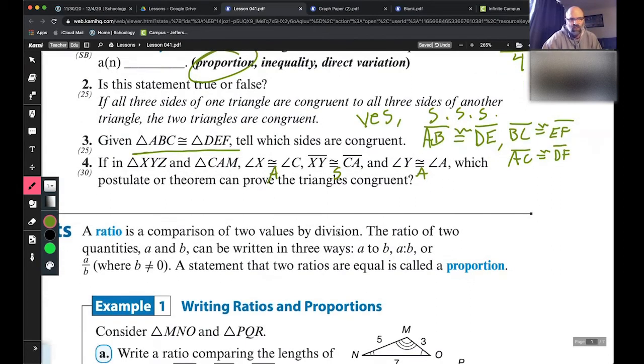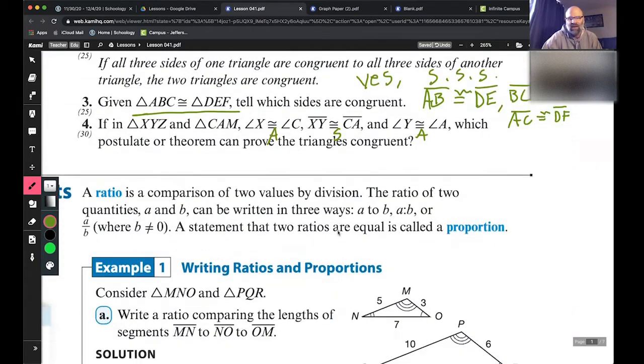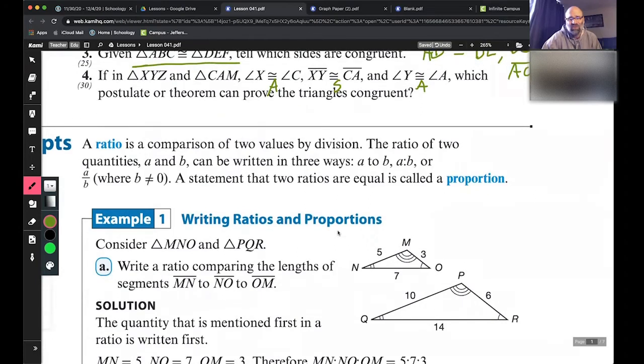Okay, so here's lesson 41. A ratio is a comparison of two values by division. Now, a lot of people confuse a ratio with a fraction, even though a ratio can be written like a fraction. When I think of a fraction, I think of a certain amount out of a total. That's not necessarily what a ratio is. It can be if I was comparing the number of girls in the class to the total number in the class, but if I was comparing the number of girls in the class to the number of boys in the class, that's a ratio.